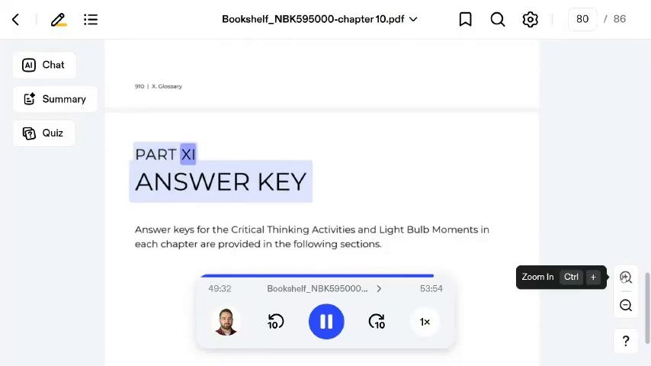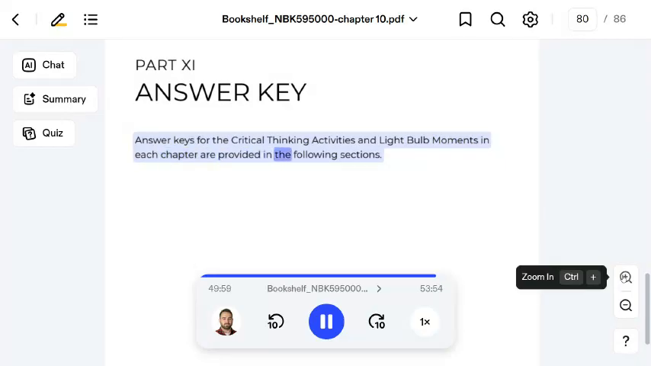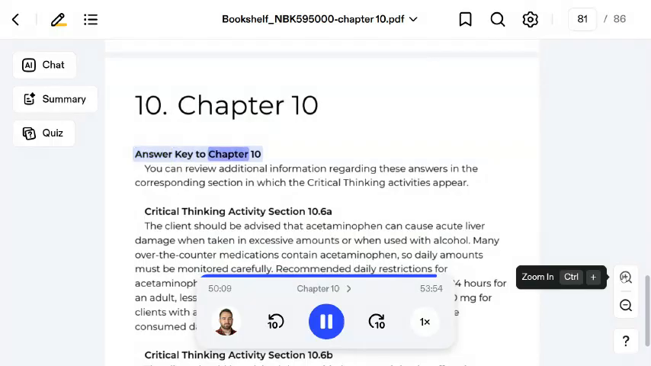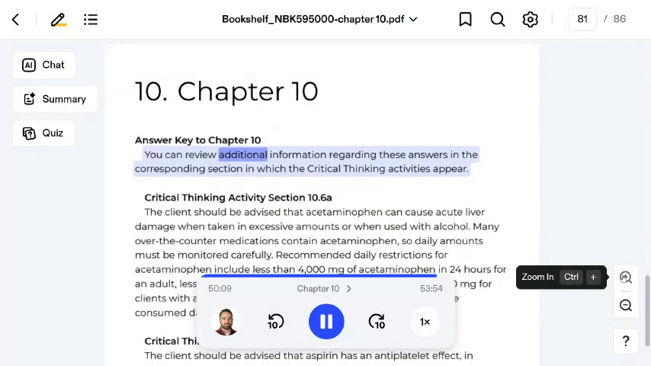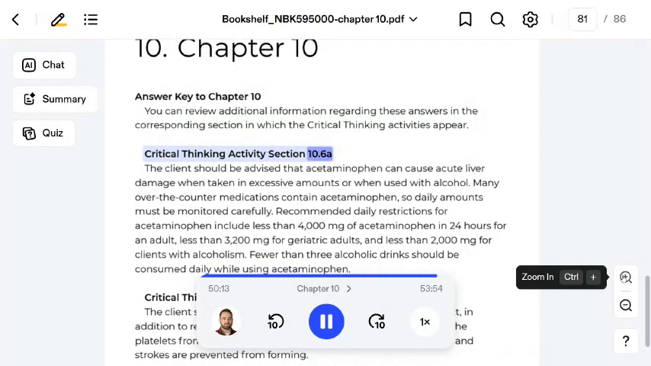Part 11. Answer key. Answer keys for the critical thinking activities and light bulb moments in each chapter are provided in the following sections. Chapter 10. Answer key to Chapter 10. You can review additional information regarding these answers in the corresponding section in which the critical thinking activities appear. Critical thinking activity section 10.6a.